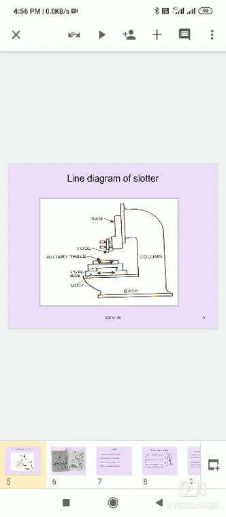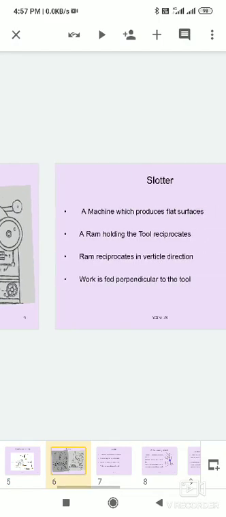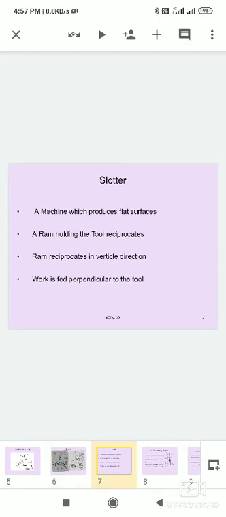The feed movement may be given either manually or by power. The manual feed is given by rotating the individual feed screws. The power feed mechanism... the machine which produces flat surfaces.